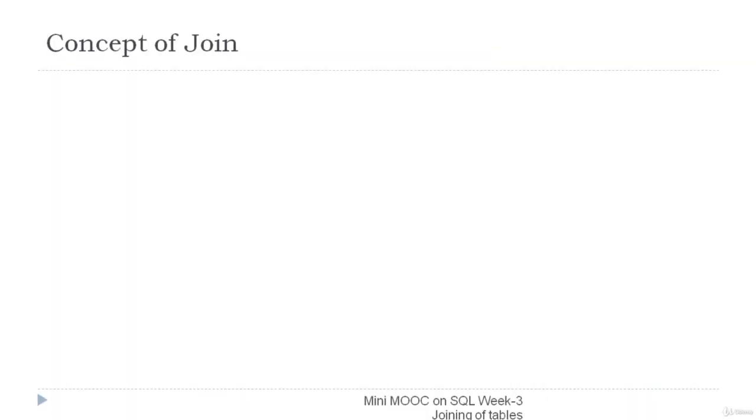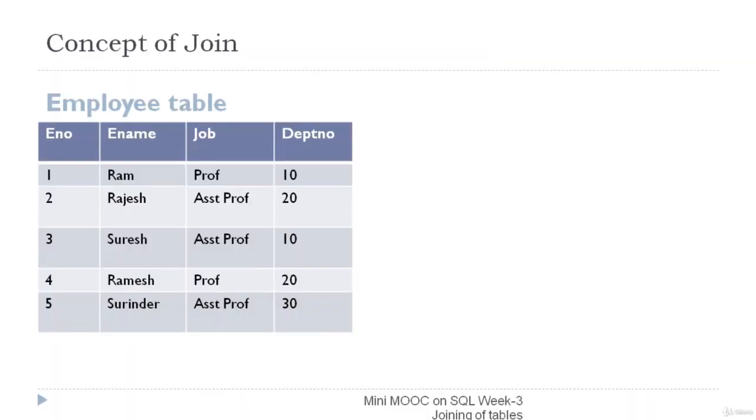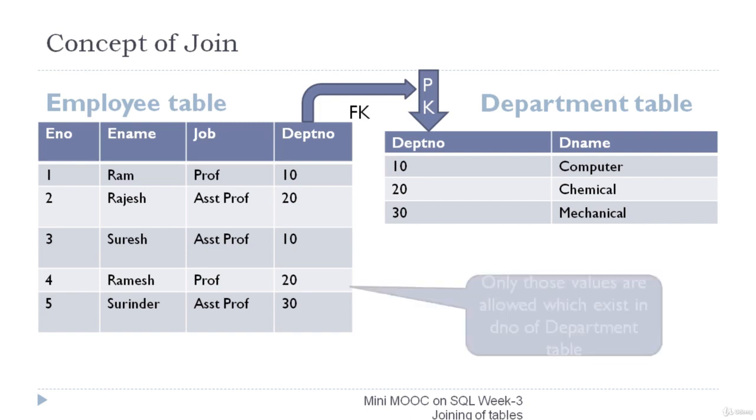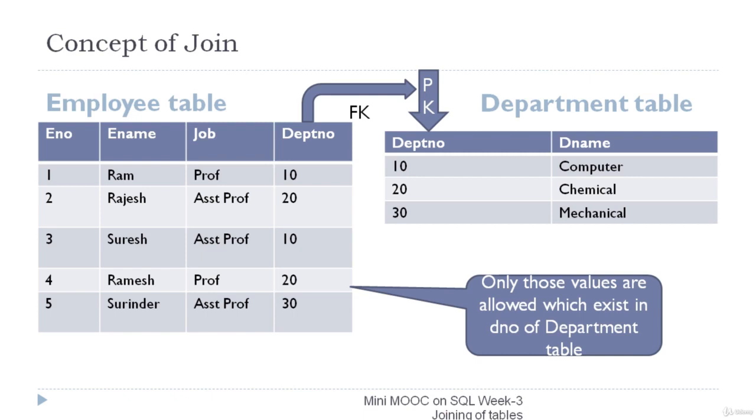Understand the concept of join with two tables. The first table is employee with columns e-number, e-name, job and department number, while the second department table has columns department number and d-name. The department number column of the department table will act as its primary key, while the department number column of the employee table will act as its foreign key. And only those values are allowed in the department number column of the employee table which exist in the corresponding master table.